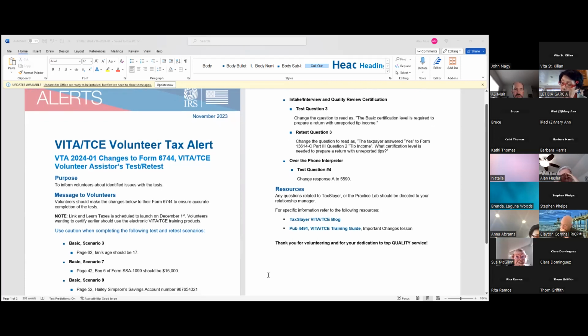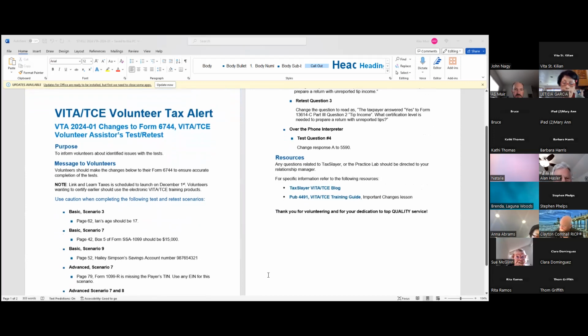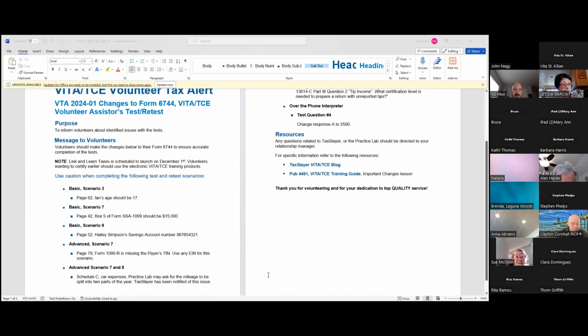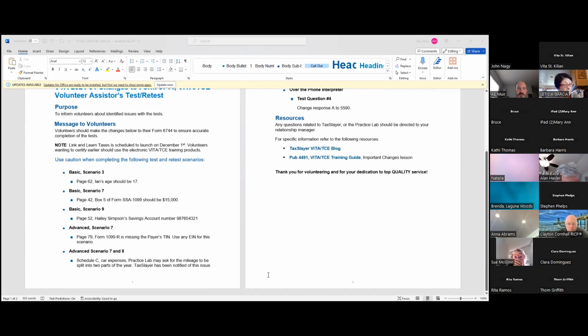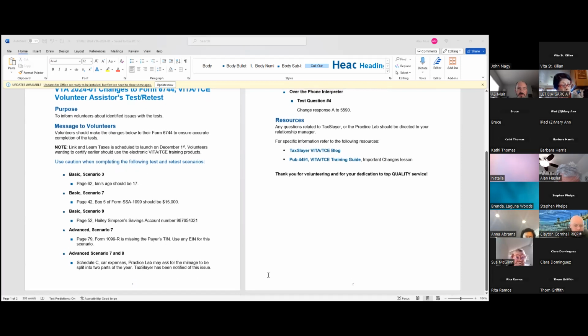Okay, so here are some of the changes, and it talks about the message to volunteers. So this is the pen and ink change you'd make to your 6744, and it talks about the scenarios. The basic is your first level of certification for a tax preparer, and it talks about scenario number 3. There's various scenarios for each certification, and so you can see that Ian's age should be 17, so you make that change. It talks about scenario 7.